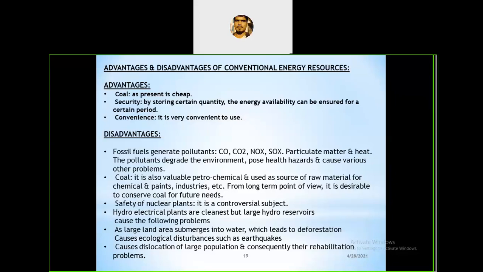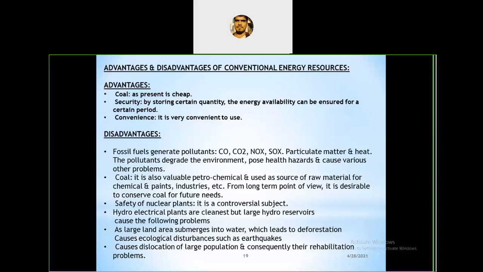The fossil fuels are highly polluting. They contain carbon dioxide, carbon monoxide, nitrogen oxide, sulfur dioxide. These are all highly pollutant. They cause environmental pollution and health hazards. It's one major drawback of these conventional energy sources. And also they are exhaustible. If continuously used, in the future they may be exhausted.